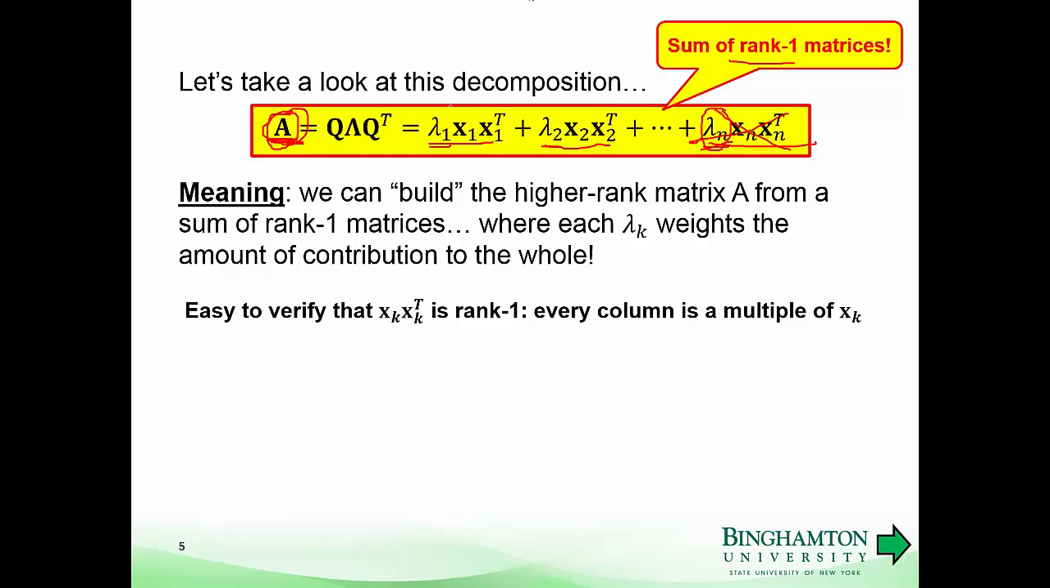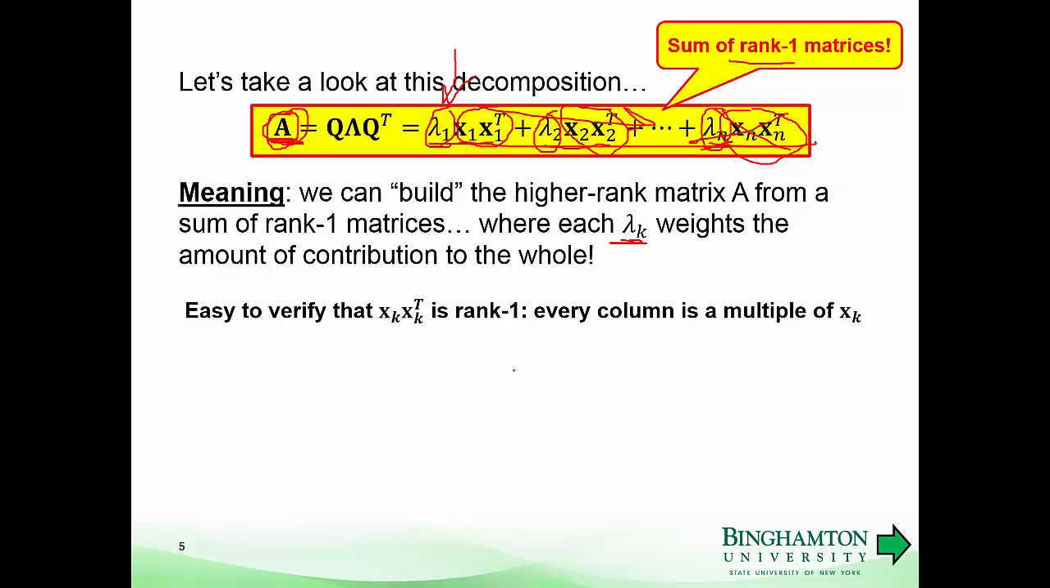And just a comment, one reason why we put these in order of magnitude, descending, is that the weight out in front gives us some idea of the importance or the amount of contribution that particular rank 1 matrix gives. And remember, we've made all these x's to be unit norm. So in some sense, the size of these things are all normalized to some degree. And so their contribution is measured by the lambdas.